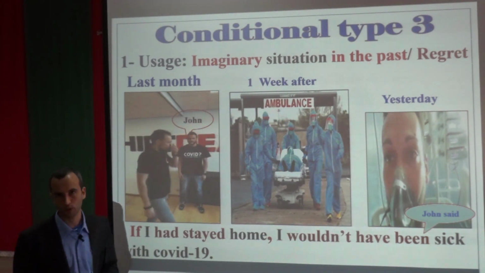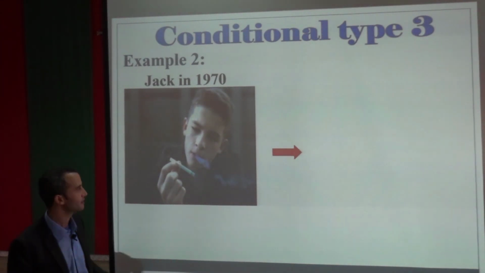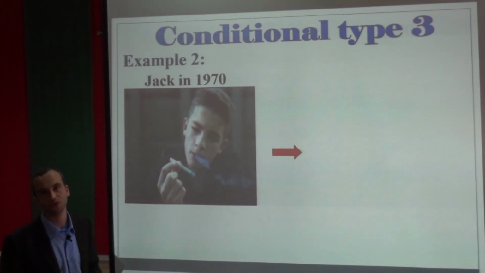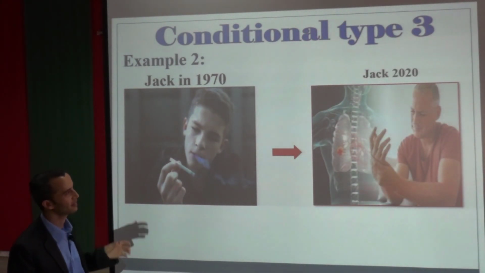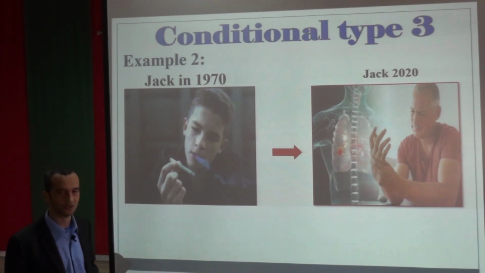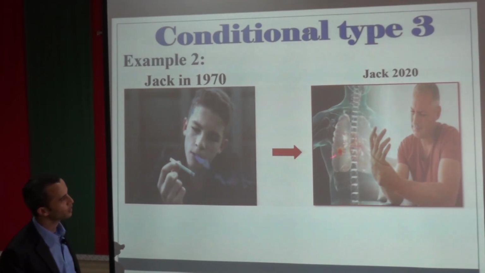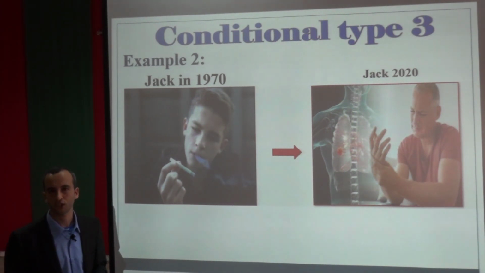Let me give you one more example. Let's say the example of Jack. Look at him. Jack in 1970. This man started smoking years ago. Look at him now in 2020. Is he happy? No. He is suffering. He is suffering from a health problem, a dangerous health problem. As you can see here, Jack had lung cancer. Regret.